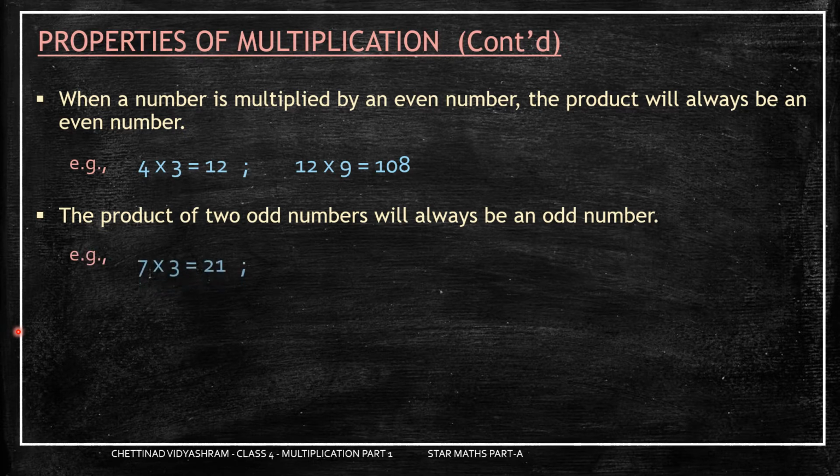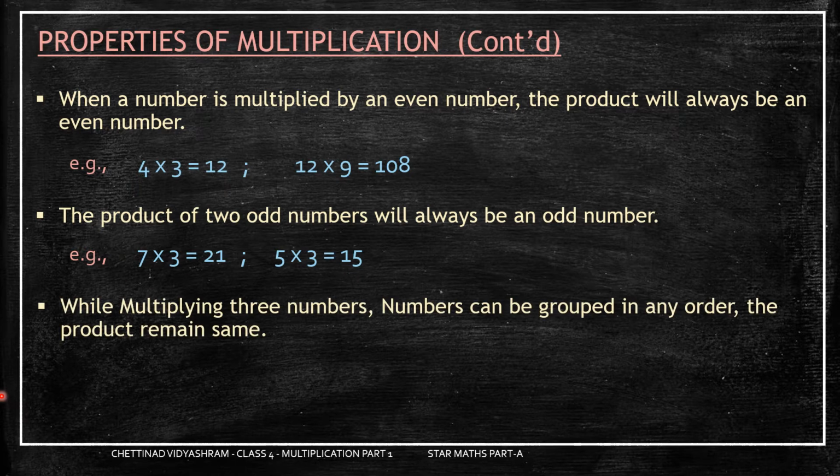Example, 7 into 3 is equal to 21. Here 7 and 3 both are odd numbers. 21 is the answer, which is also an odd number. 5 into 3 is equal to 15. So 5 multiplied by 3, both are odd numbers. The answer here is 15. That is also an odd number.